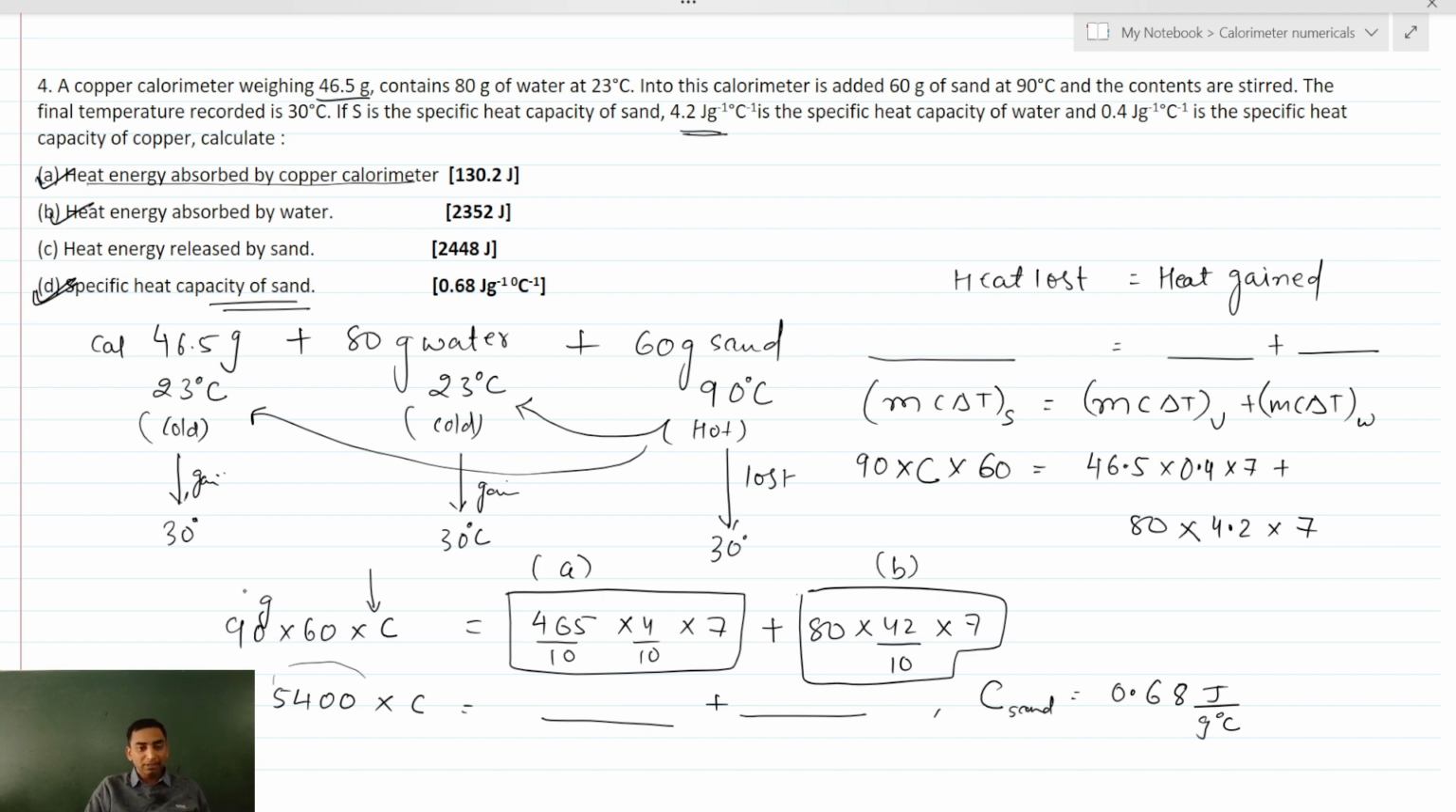Now heat released by the sand is equal to 5400 into 0.68. So this answer in joules will be the answer to your C part. Correct?